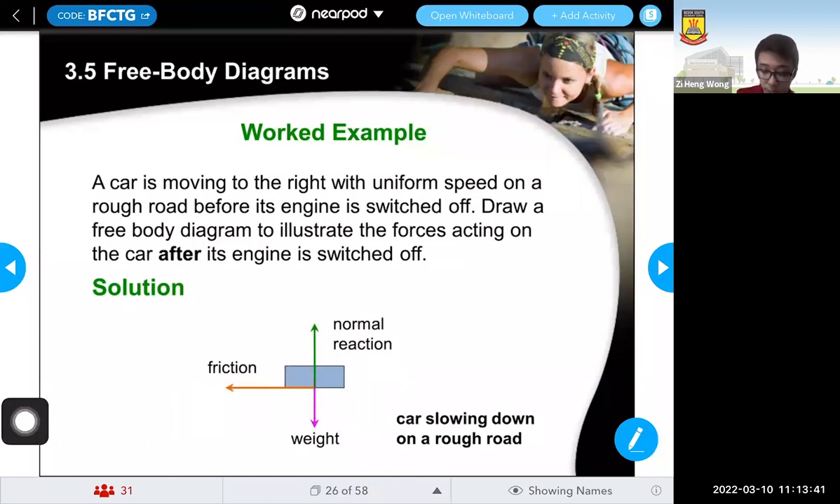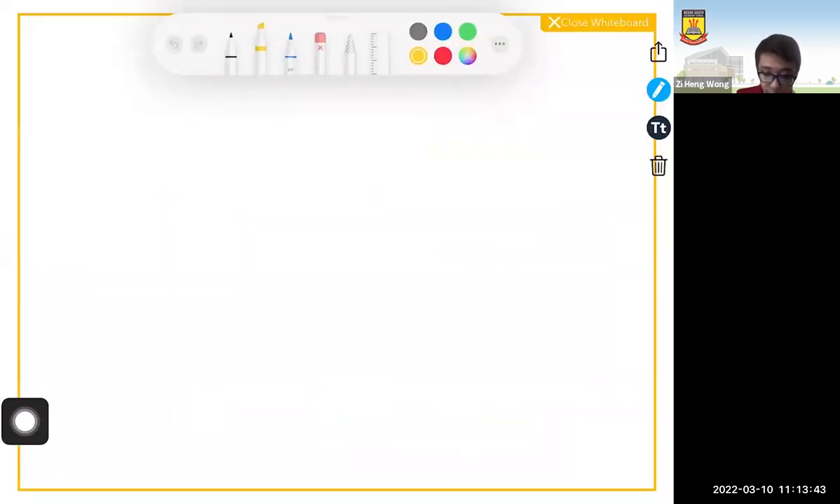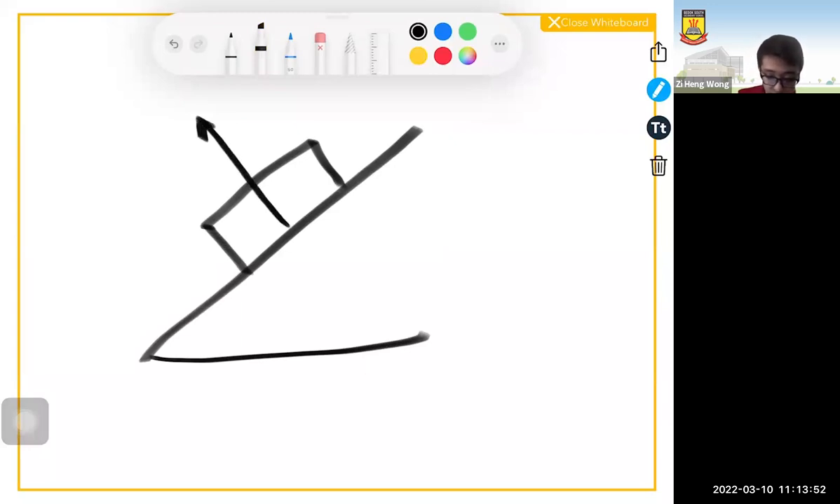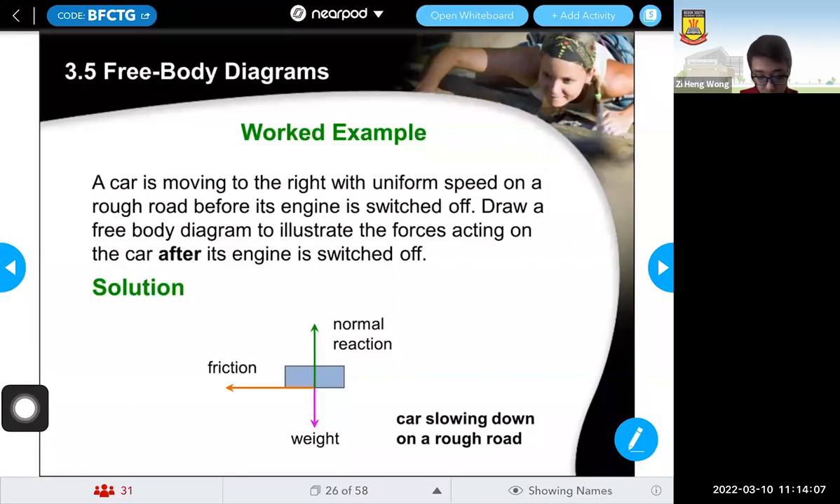So if I have the box on the slope, my normal contact force will be like that. It will not be like this one, which is wrong. It will be perpendicular to the surface, and you always draw from the point of contact. So that's your normal reaction force. What is this normal reaction force?